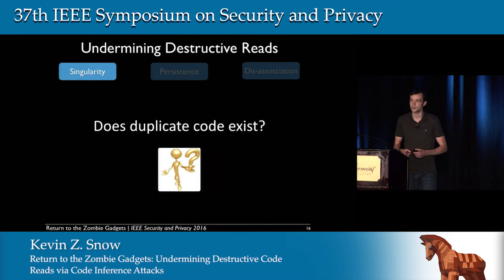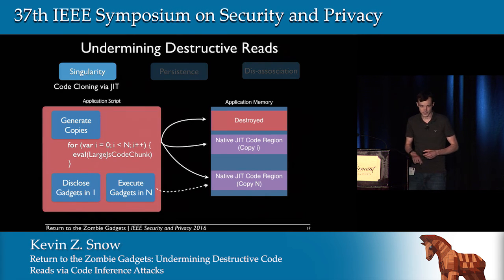So jumping into some of these implicit assumptions that we found. The first one is a code singularity assumption. Basically, we were asking the question, does duplicate code exist in memory? Because if duplicate code does exist in memory, what we could do is disclose and destroy the first copy of code, and then just adjust all of our gadget offsets to point to the second copy of the code. And then we would essentially be executing this second set of gadgets with the information we learned from the originally destroyed gadgets. And so we found that this is actually possible in practice.